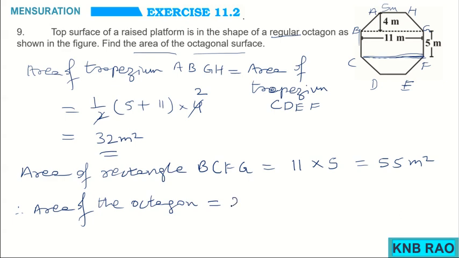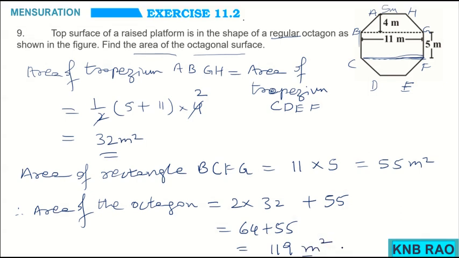is 2 times the 32 plus 55, because there are two same-size trapeziums and this rectangle. So 32 2s are 64 plus 55, which is nothing but 5 plus 4 is 9, 5 plus 6 is 11. So 119 meter square is the area of this octagon.